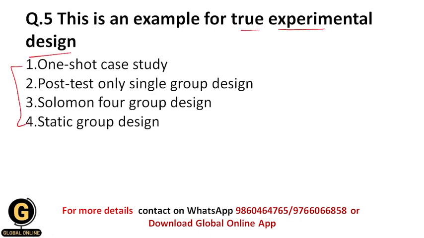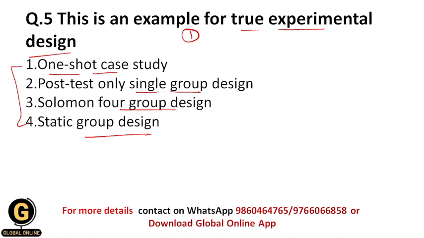Next is, this is an example for true experimental design. So from these study designs, which is the example for true experimental design: one shot case study, post test only single group design, Solomon 4 group design, or static group design. So first of all we will see what a group design is. In group designs, analysis of data and conclusions drawn from the study occur at the level of the group, not individual participants. So whatever conclusions we get, these conclusions are made from the groups, not from the individual persons. This is called the group design.